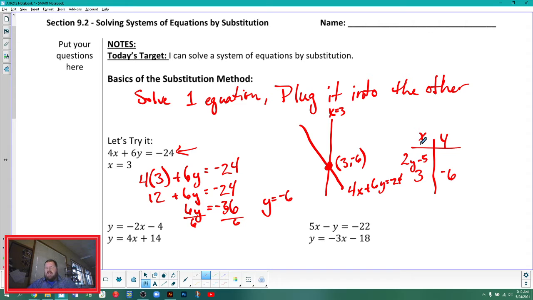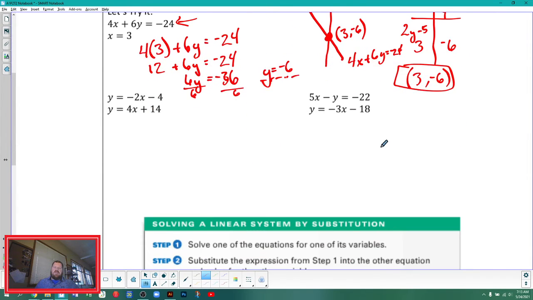So anyways, on any substitution problem, once I find out what y is, that's like a sub-answer. And usually I'd have to go back and figure out what x is, but it tells me. So my answer is 3, negative 6. That's where those two lines cross. And I want us to keep that in mind when we think about systems of equations. We're looking for the point where the two lines cross. So let's go ahead and look at another one.